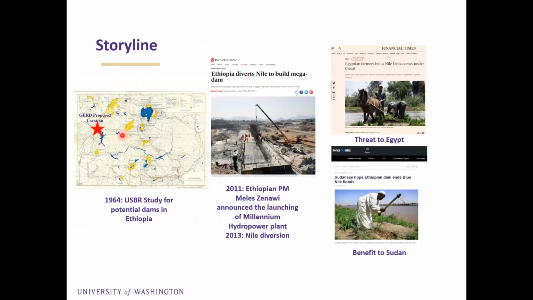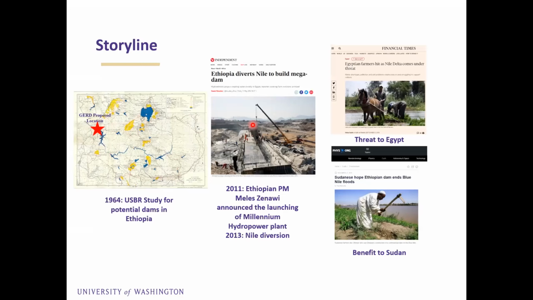But I also just want to say that the GERD is not a new idea that came to Ethiopia. This was actually a project proposed a long time ago, in 1964, by a study done by USBR, the United States Bureau of Reclamation. They did a study for Ethiopia to find the proposed locations for potential dams. And one of them was actually this one, the GERD.